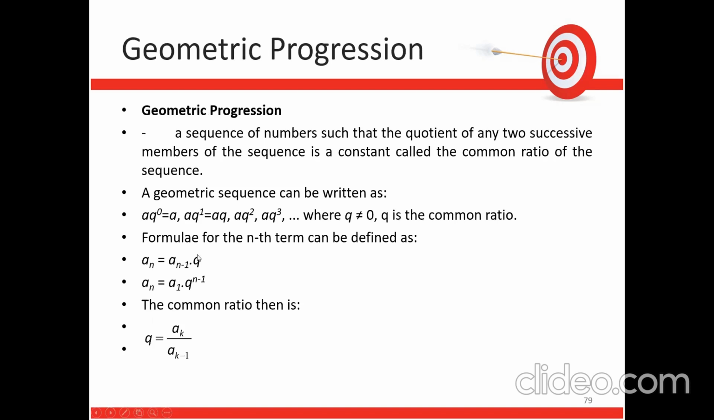Next is the geometric progression. So this is only a review. A sequence of numbers such that the quotient of any two consecutive members of the sequence is constant, called the common ratio of the sequence.